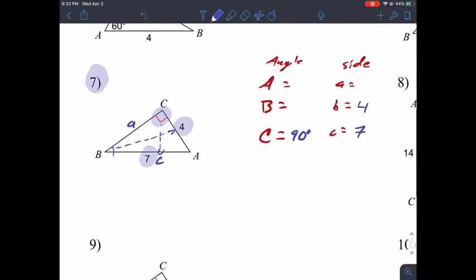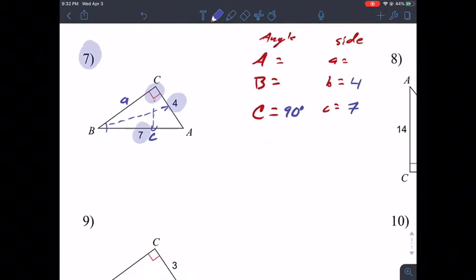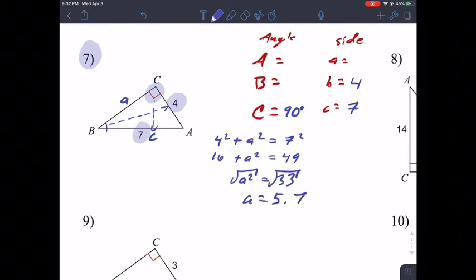But just like before, to find side a, I need to use the Pythagorean theorem. I know 2 sides already. So 4 squared plus a squared is equal to 7 squared. This is 16. That's a squared. That's 49. I want to get a squared by itself, so I hope you're saying I should subtract, because you are. So 49 minus 16 is going to get you 33. Take the square root of 33, and you're going to get 5.7.